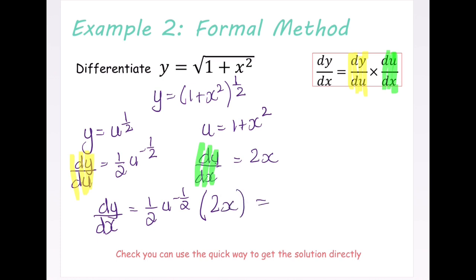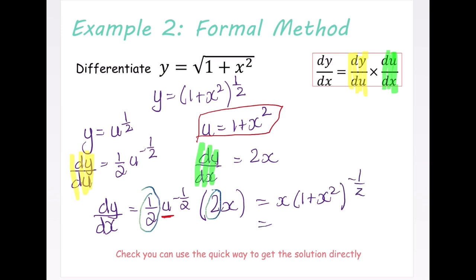Let's tidy that up because I don't want to leave a u there. So that u is actually equal to 1 plus x squared. And then this half will cancel with that 2 over there. So that'll get me x lots of u to the power minus a half, use 1 plus x squared to the minus a half, which is actually x over square root of 1 plus x squared. Okay, either way you can do it.